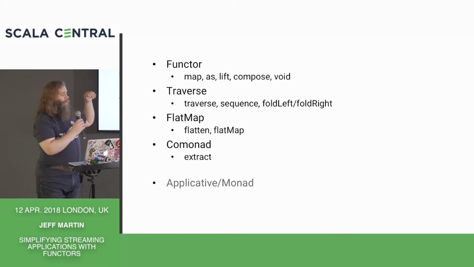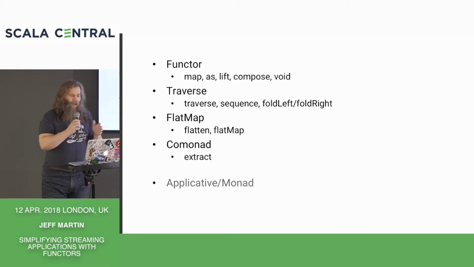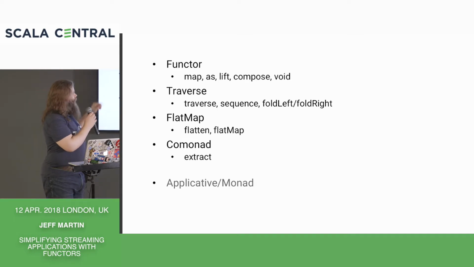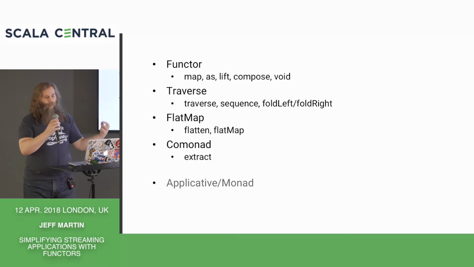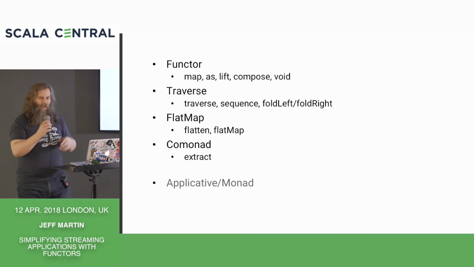Flat map might be something that you need to use, allows you to do for comprehensions. It's not something we've actually found a need for in our code base. And co-monad is the other one that we found useful because it allows you to pull the value from inside your functor out of the functor, which can be useful in certain situations.